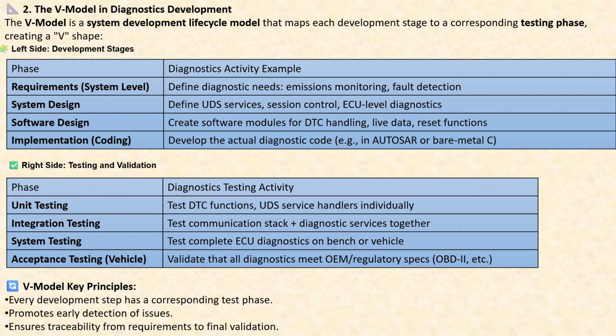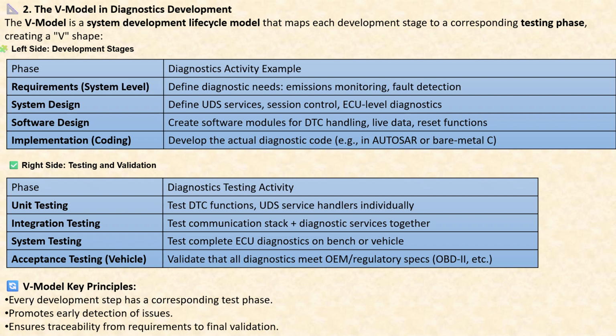So, the left side is the development stage, with the diagnostic activity. At the requirements or system level, define diagnostic needs, emission monitoring, fault detection. When it comes to system design, define UDS services, session control, and ECU level diagnostics. In software design, create software modules for DTC handling, live data, and reset functions. When it comes to implementation, develop the actual diagnostic code, whether in AUTOSAR or in bare metal C.